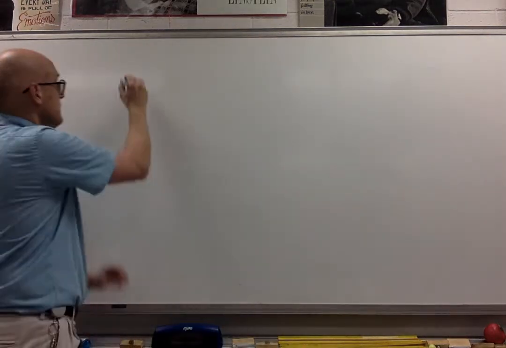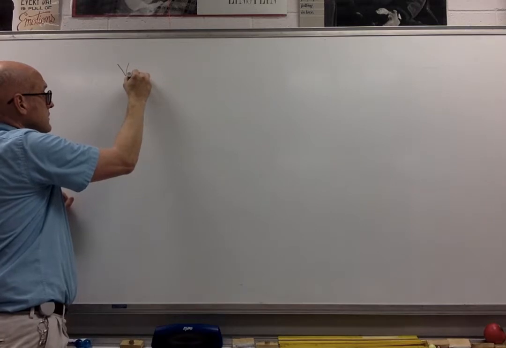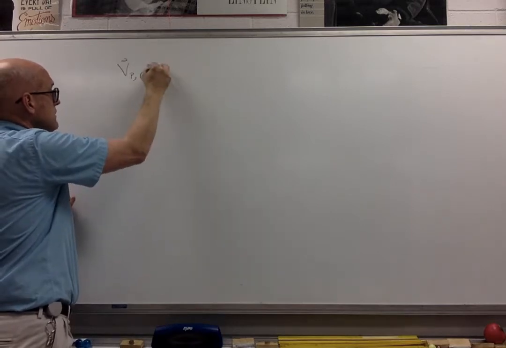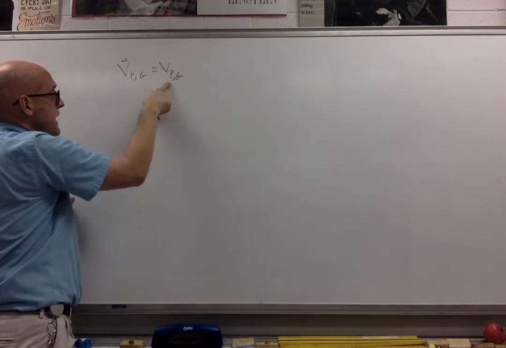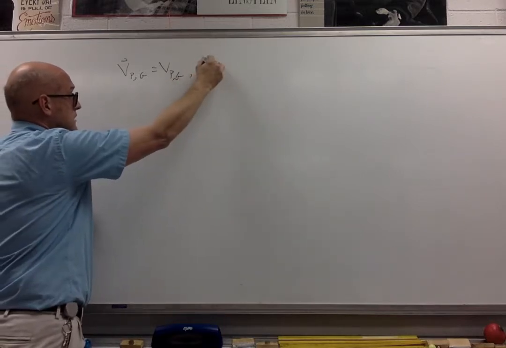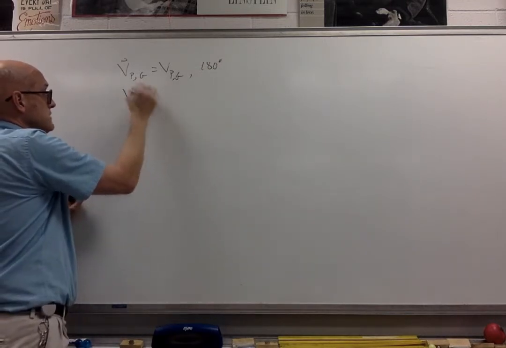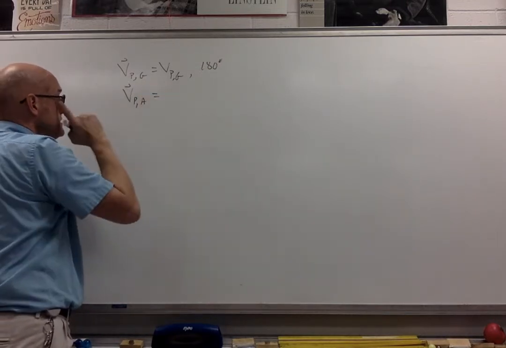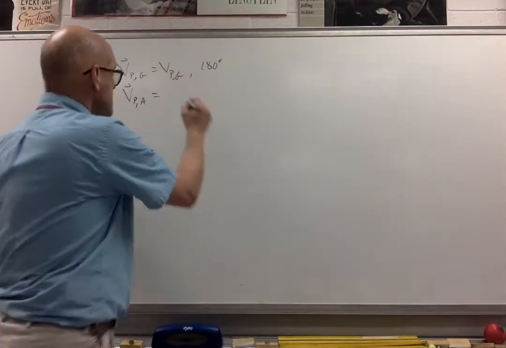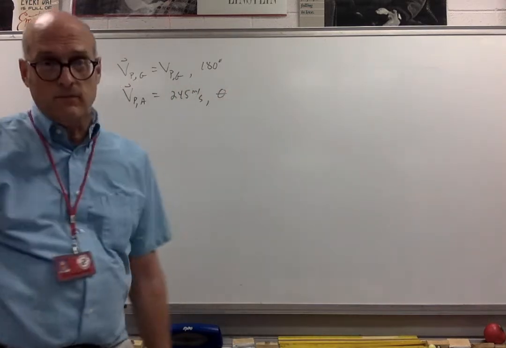So we have the velocity of the plane relative to the ground, which is the magnitude of the velocity of the plane relative to the ground at 180 degrees, west. The velocity of the plane relative to the air is equal to, I think, 245 meters per second at an unknown angle.